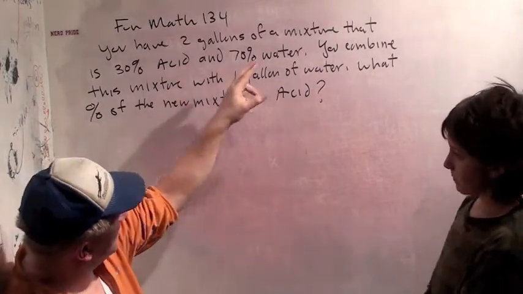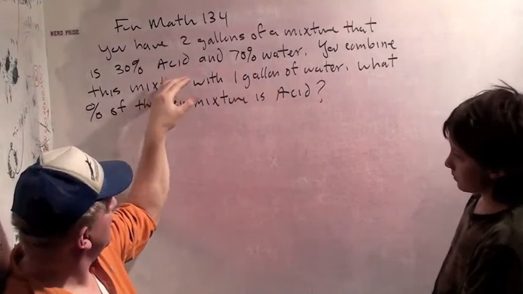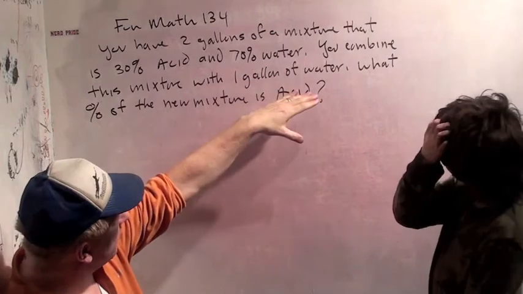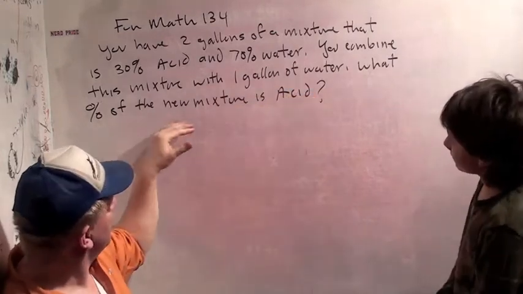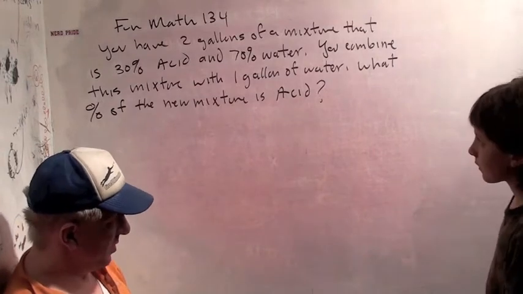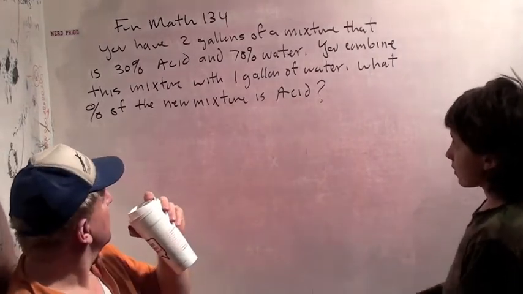You have 2 gallons of a mixture that is 30% acid and 70% water. You combine this mixture with 1 gallon of water. What percent of the new mixture is acid? Okay? Do you understand the problem? Yep. Alright. Go ahead.